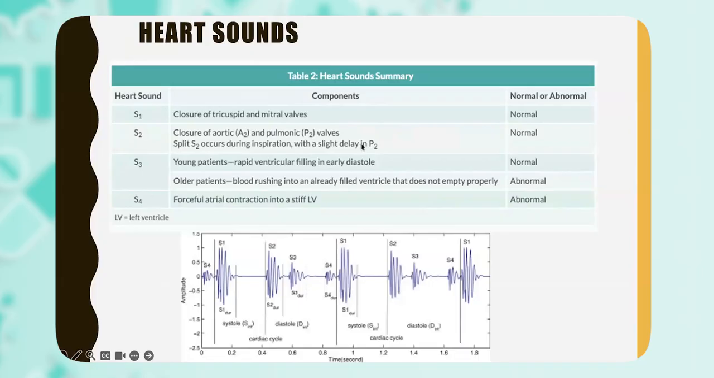Vasodilators should not be given in MI. The only vasodilator that is allowed in MI is NTG, in case of persistent pain.